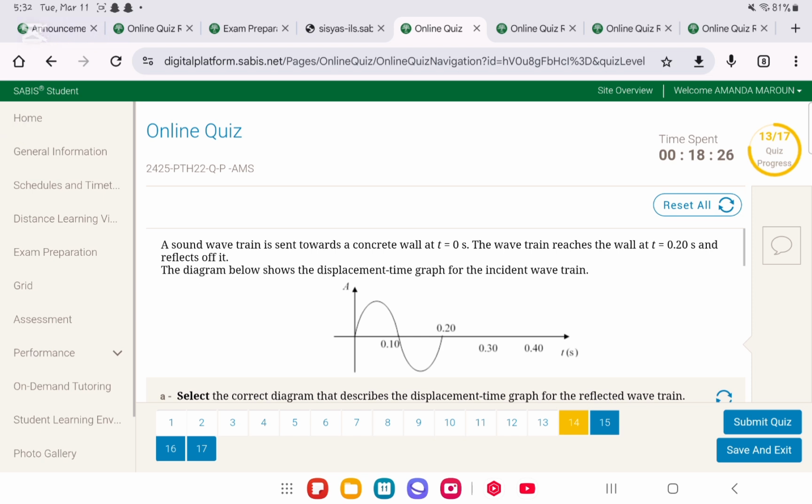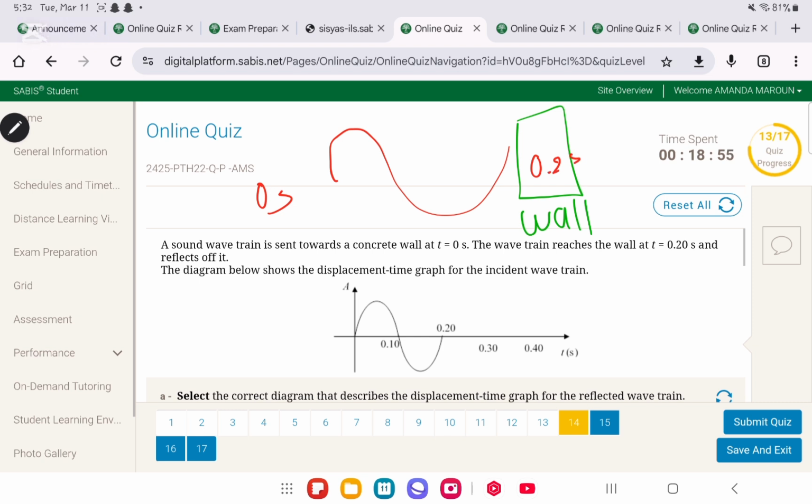A sound wave train is sent towards a concrete wall at time equal to 0 seconds. The wave train reaches the wall at 0.2 seconds and reflects off it. So look what happens. This is our wall. We have a sound wave train, which looks like this. It's sent towards the wall. Okay? So here it's 0 seconds, here it's 0.2 seconds. And then it will bounce off the wall, meaning it will reflect off of it. So what's going to happen is that it is going to reflect off of it like this. Or to be more specific, like this. So it will be something similar to the one before.